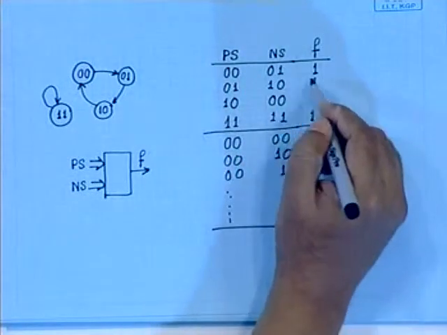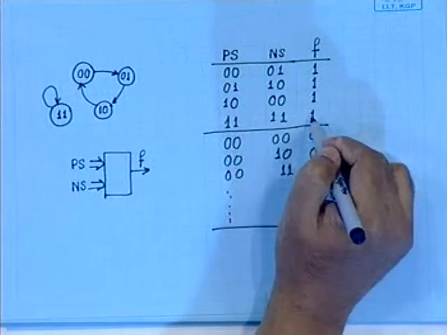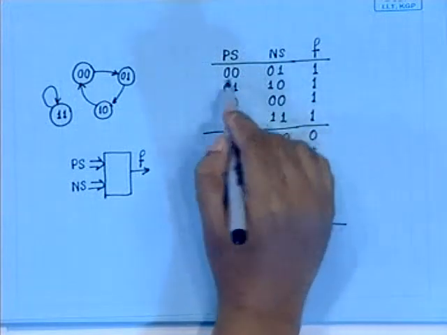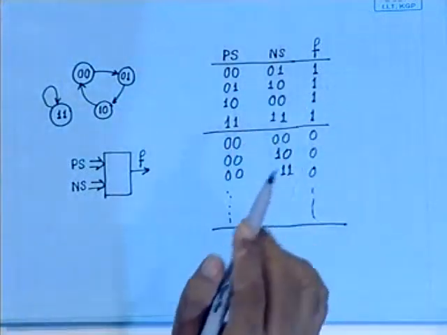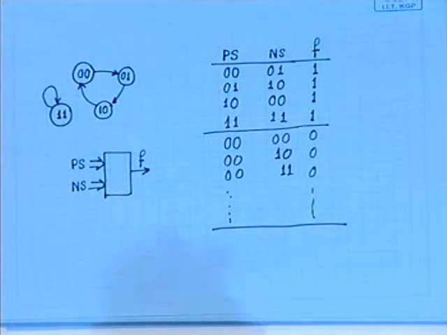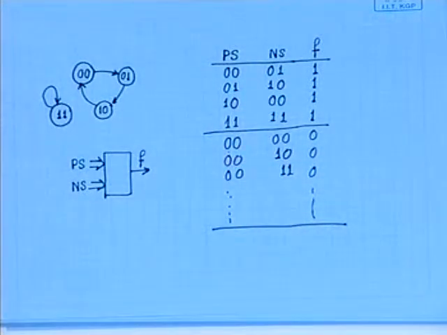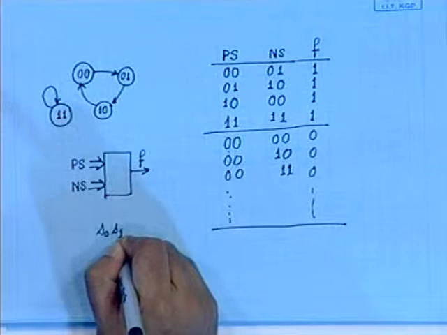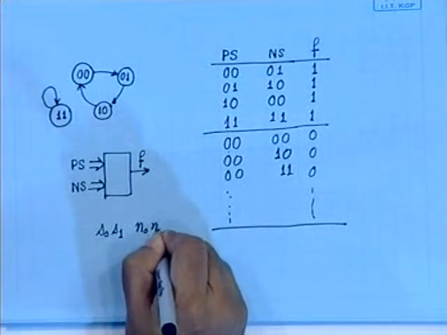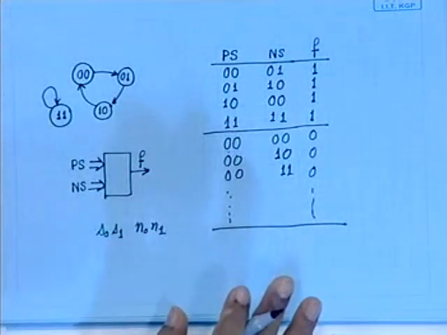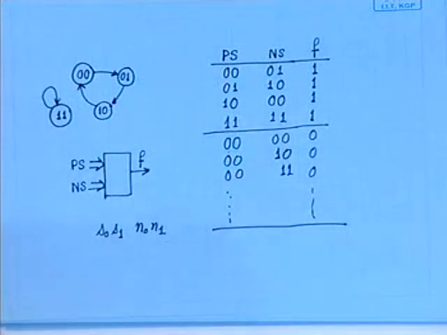Now, if I create a BDD for this function, then for 0 0 0 1 the path will lead to the 1 node of the BDD, but for 0 0 0 0 the path will lead to a 0 node in the BDD. And what are going to be the variables of this BDD? They are going to be 4 variables: S0 S1 for the present state and N0 N1 for the next state. So, there will be 4 variables in the BDD.